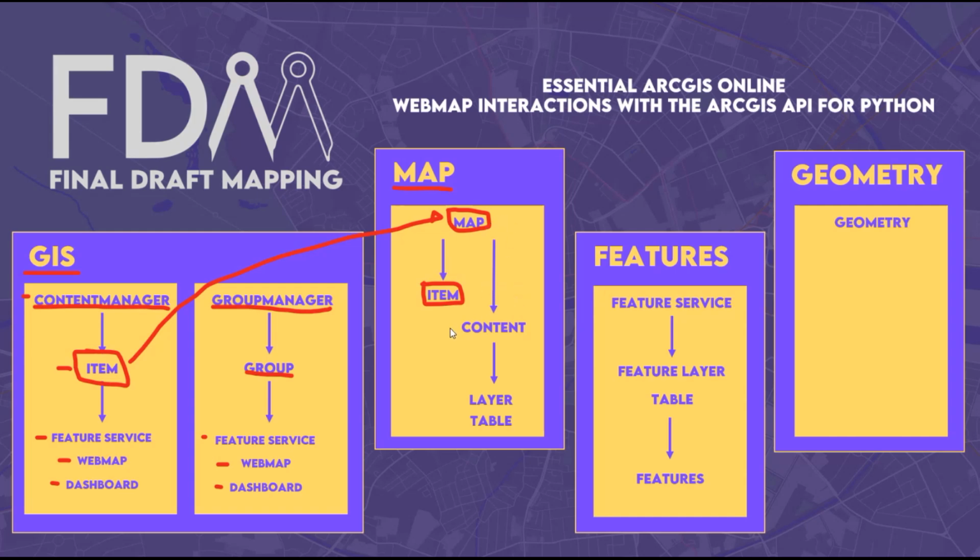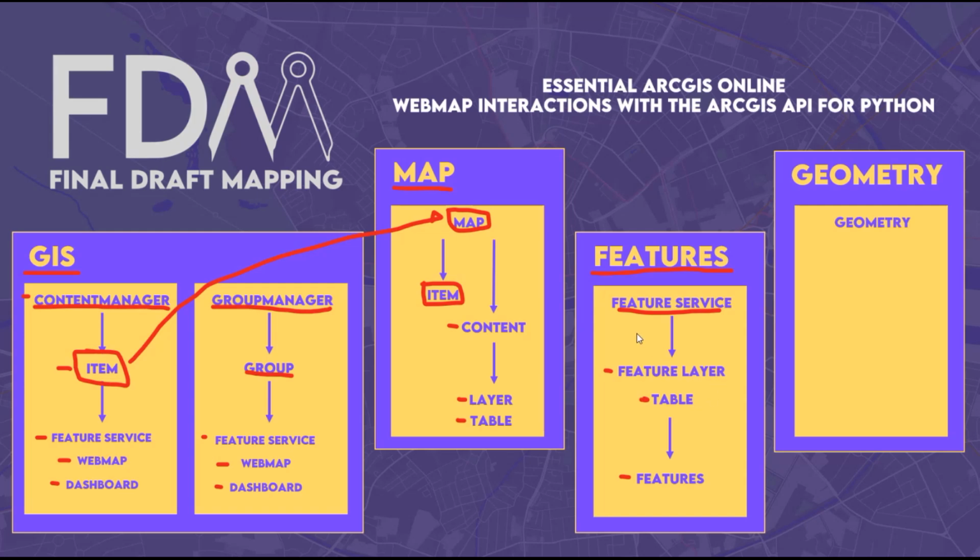The map object has a property called content, which is a MapContent class. It is this MapContent class or object that enables us to add and interact with layers and tables in our web map. As we know, these layers and tables come from feature services, and that is where the features module comes into play. The features module allows us to access and create objects such as a feature layer collection, which is a feature service, a feature layer object or a table object, and diving deeper we can access individual feature objects from our tables or our feature layers.